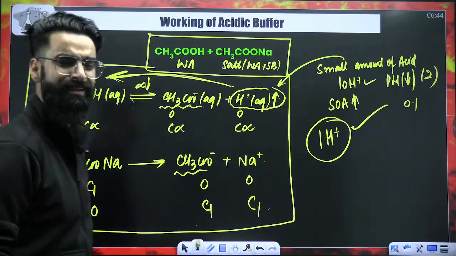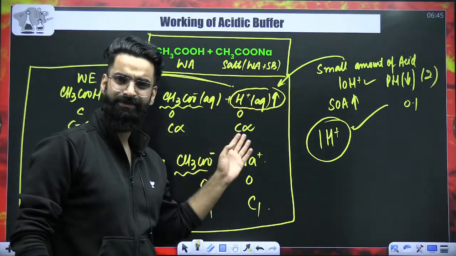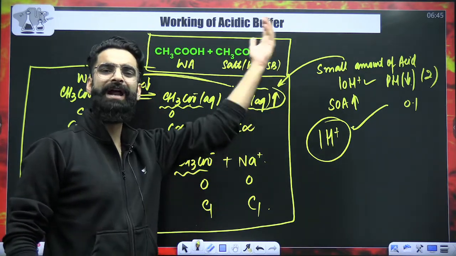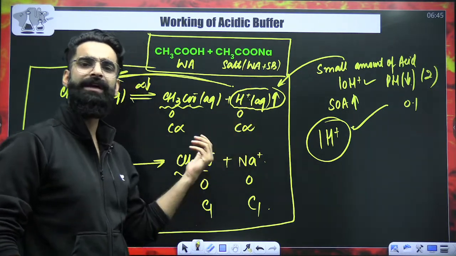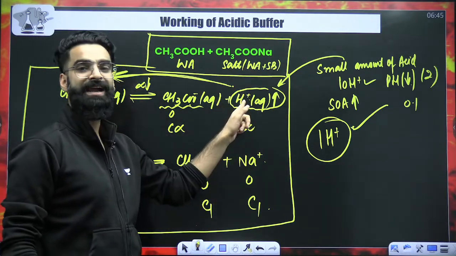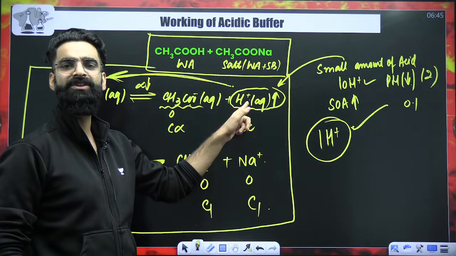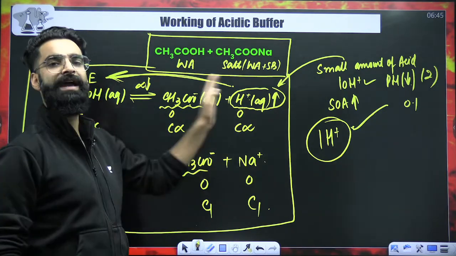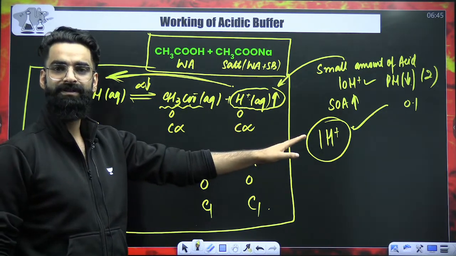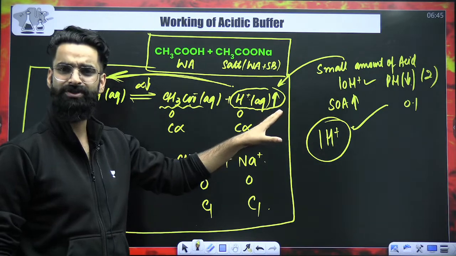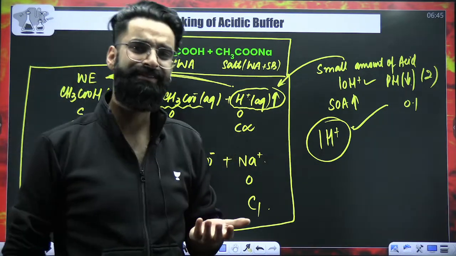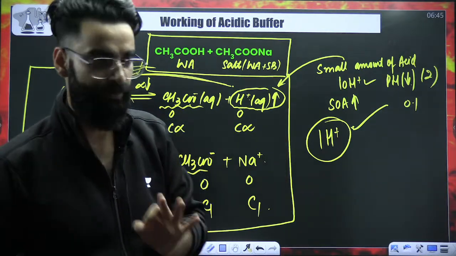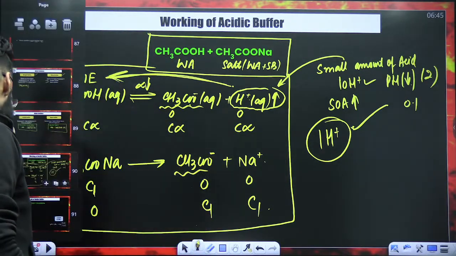Similarly, you can see the addition of base also. By the addition of base, what will happen? You are adding OH negatives. When you add OH negatives, OH negatives will start reacting with H positives. They'll lead to the formation of water. So H positive concentration will decrease. But equilibrium will again try to increase the H positive concentration. It will make sure the reaction moves in the forward direction. So basically, whatever you expect, that exactly does not happen. In short, a buffer is the one which shows resistance towards the change in pH.